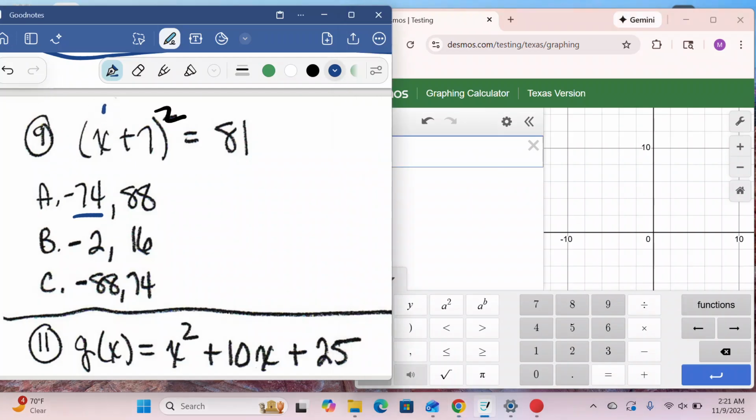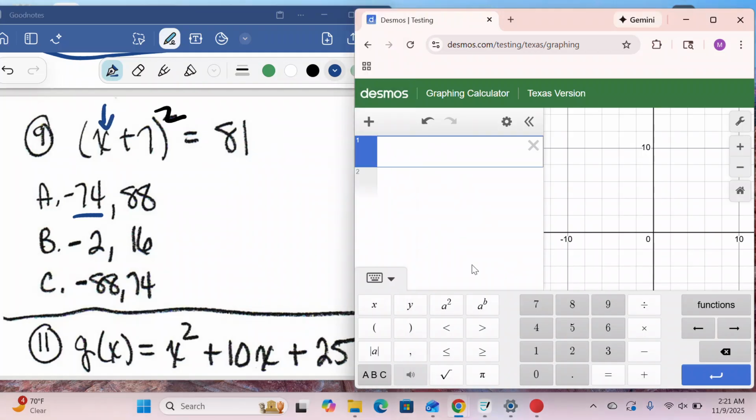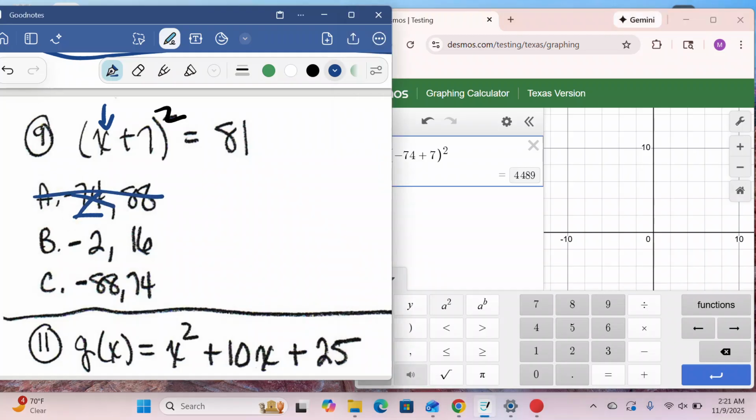So in place of x, I'm going to check out negative 74. So I'm going to just input it into decimals, find out if it gives us the answer. I'm going to open parentheses. I'm going to do negative 74 plus 7, quantity squared, which is this one. And that gives me 81? No, it doesn't. So I know this one is not a solution set. Then I'm going to check my next one.